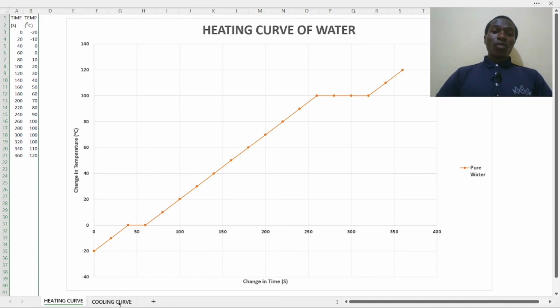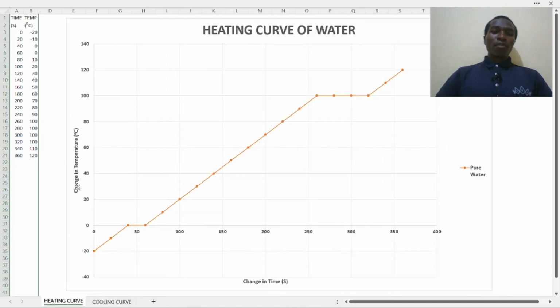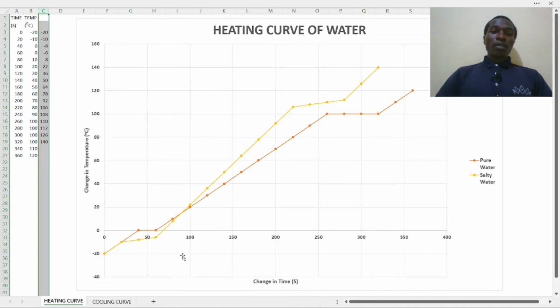Similarly, in the cooling curve, there are sharp condensation points and freezing points. If we add impurities to the heating curve, then we realize that the melting point is depressed or lowered, while the boiling point is elevated or raised. Those are effects of impurities on the boiling point and the melting point.